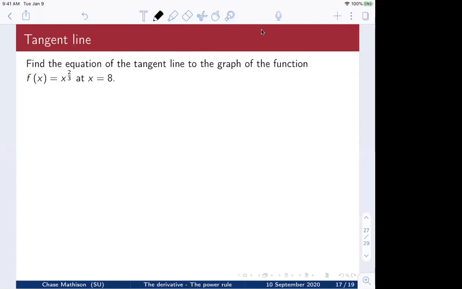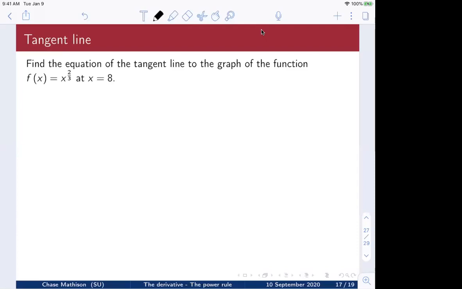All right. So with the last 10 minutes, let's look at this problem here. Find the equation of the tangent line to the graph of the function f of x is x to the 2/3 at x equals 8. So your final answer should be what? Should it be a number? Should it be an equation?